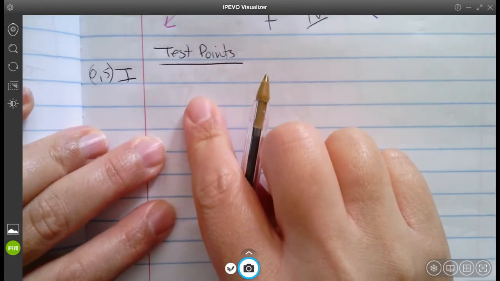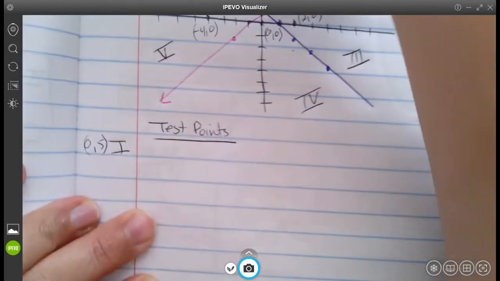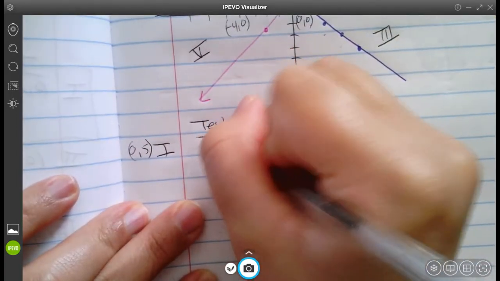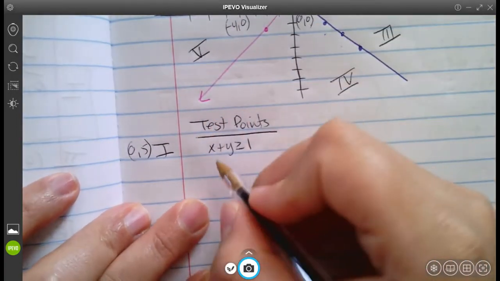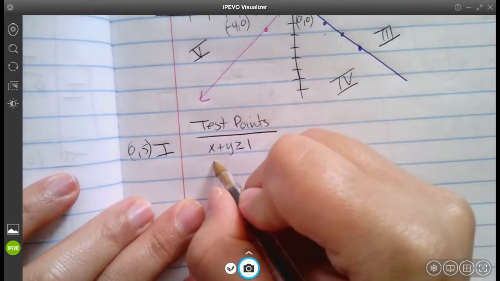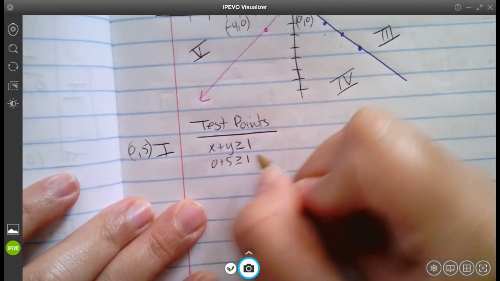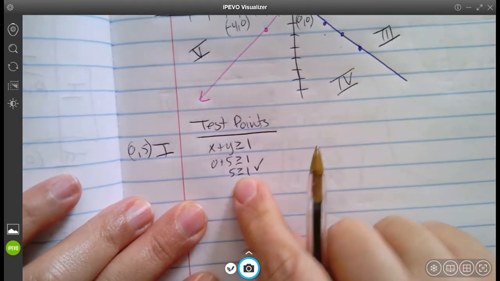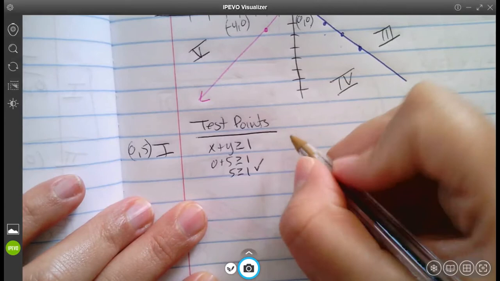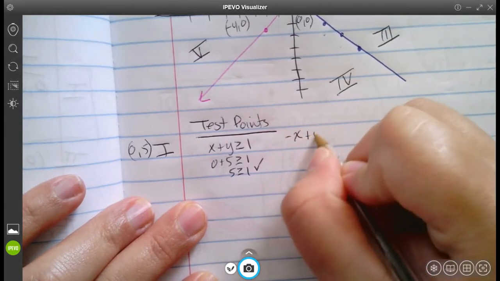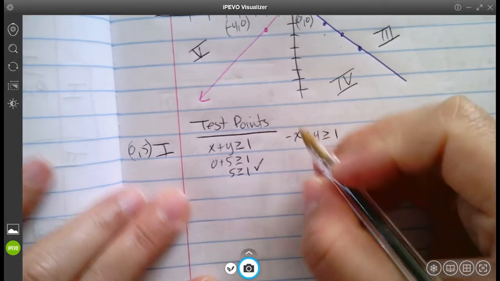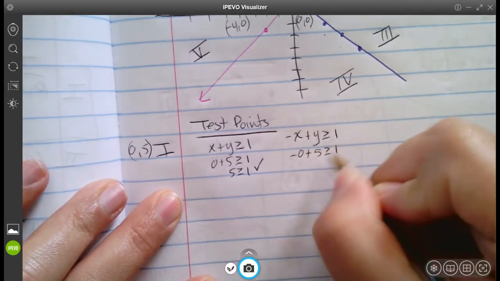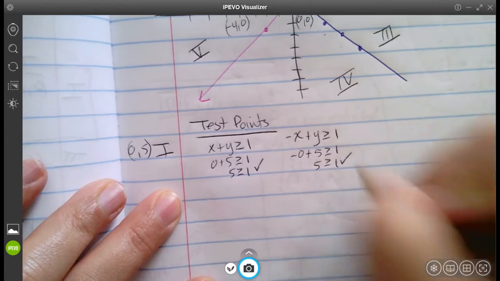So for the first equation, we have x plus y greater than or equal to 1. And I'm going to do these kind of quick, okay? So 0 plus 5 greater than or equal to 1, that's going to be a check because 5 is greater than or equal to 1. For the second equation, we have negative x plus y is greater than or equal to 1. So again, negative 0 plus 5 is greater than or equal to 1, which is also going to be a check.